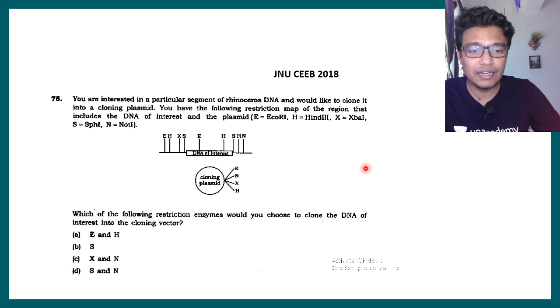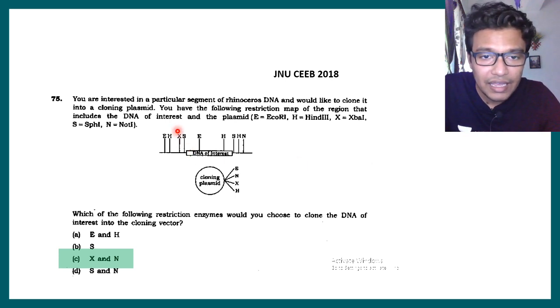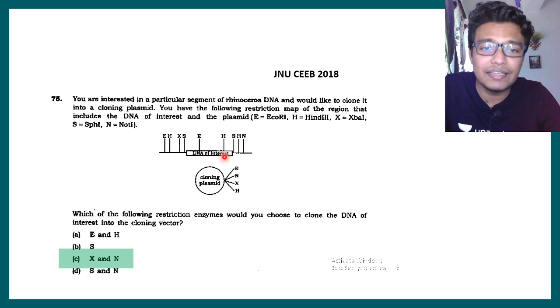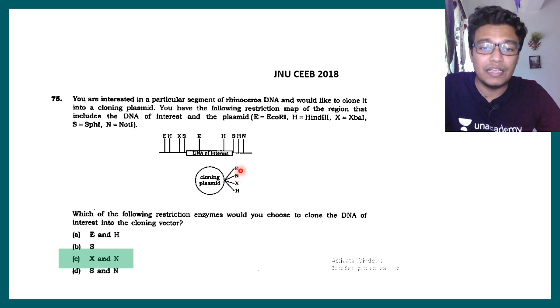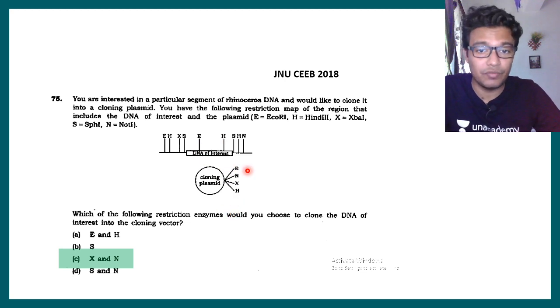If you have chosen your answer correctly, your correct answer would be X and N. Look here, X and N is just flanking the DNA segment of interest. X and N sites are also present in your multiple cloning site of your plasmid. So this justifies. Now, a counter argument is E and H. E and H is present in your insert as well as in your plasmid. But why not E and H? Because in case of E and H, if you use E and H combination, then you might lose a fragment of your DNA of interest, and that you don't want to do.